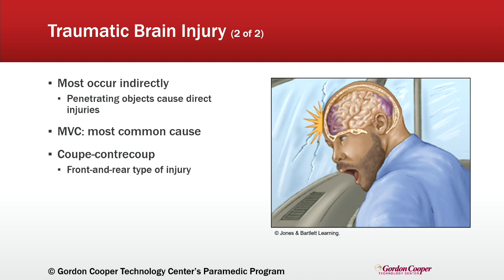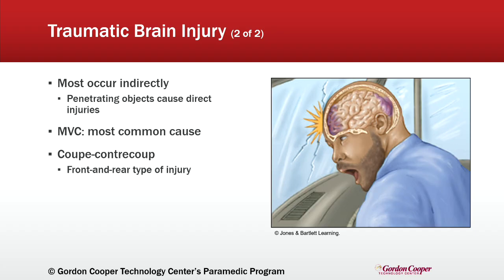Motor vehicle crashes are the most common cause of brain injuries, and this is where we'll see those indirect injuries. And we'll see something oftentimes in automobile accidents called the coup contrecoup injury. This is that front and rear type of injury. In these injuries, the passenger's head hits the windshield on impact.